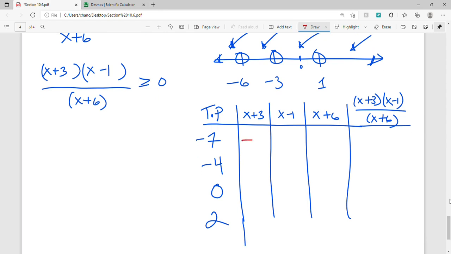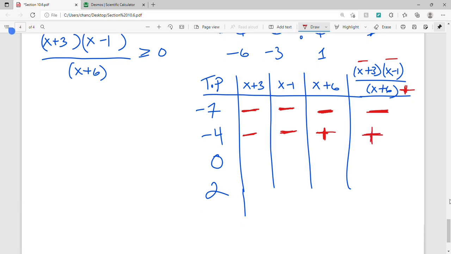Negative 7 plus 3, that's a negative. Negative 7 minus 1, that's a negative. Negative 7 plus 6 is a negative. And a negative times a negative divided by a negative, that's going to be a negative. Negative 4 plus 3 is negative. Negative 4 minus 1 is negative. Negative 4 plus 6, that's positive. That means we have a negative times a negative divided by a positive, which overall should give us a positive. If we plug in a 0, 0 plus 3 is positive, 0 minus 1 is negative, 0 plus 6 is positive, and overall this should give you a negative. For the last one, all of these should give you a positive. Check that work for me, make sure that's right. And at the very end, it is also positive.